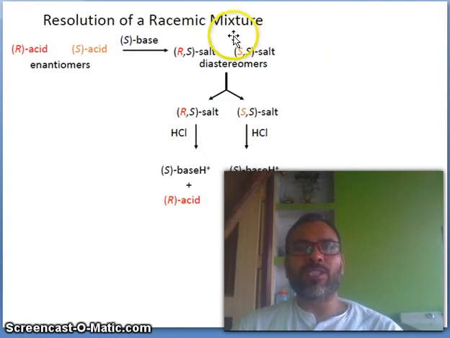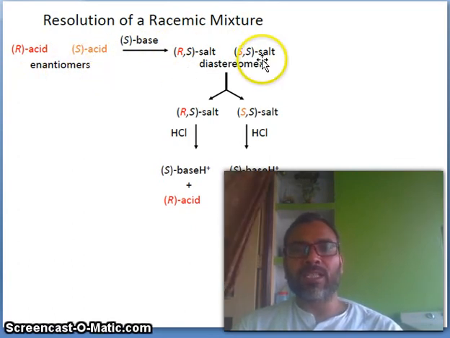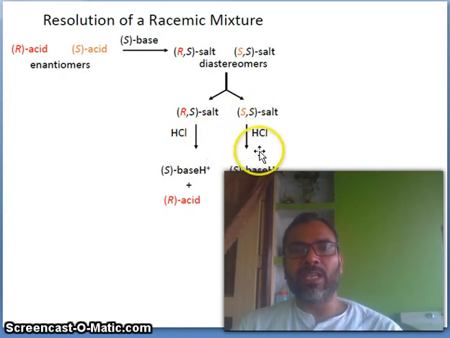Resolution of a racemic mixture. You have R acid and S acid, two enantiomers. You add S base, then you will get RS and SS. These are diastereomers, the RS salt and the SS salt. Then you add hydrochloric acid, you will get S base H plus, S base H plus, R acid and S acid. This is the resolution of an enantiomer mixture. You had a mixture here, now you have separated it.